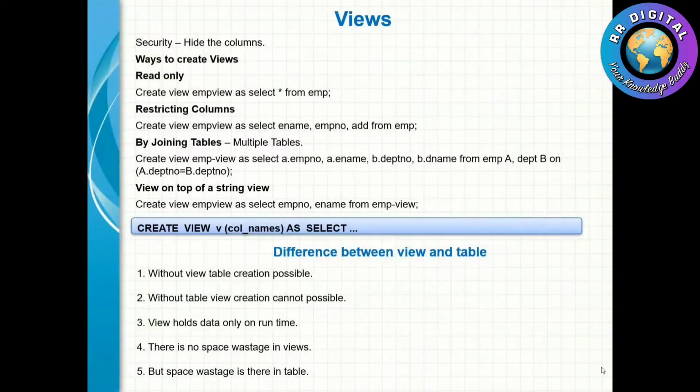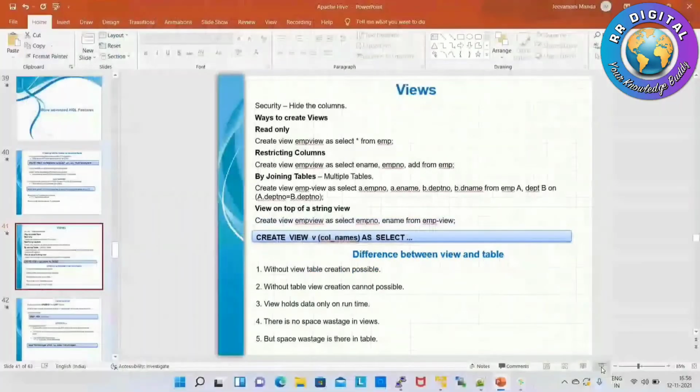So if a table contains 10 columns, what they will generally do is create a view on top of the table, with only the required columns. So they will hide the password column. Whenever they want to hide something for security, and give access to only a few columns, they will create views. Views are always read only. Now we'll see practically, we'll create one view.